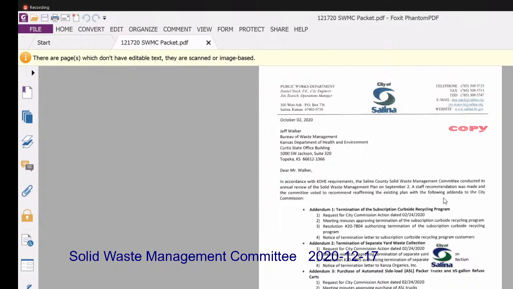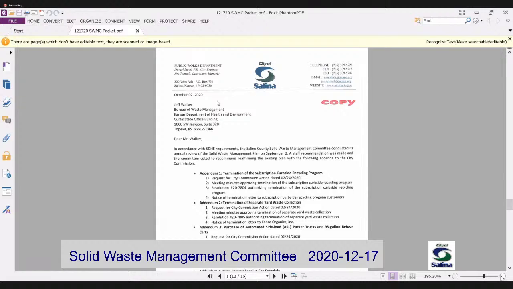Well, this letter was sent to Jeff Walker on October 2nd, as you can see on the screen now. As we discussed in the last meeting, this is part of the submission to the KDHE for the annual update to the Saline County Solid Waste Management Plan. A staff recommendation was made and the committee voted to recommend reaffirming the existing plan with the following addenda to the city commission.